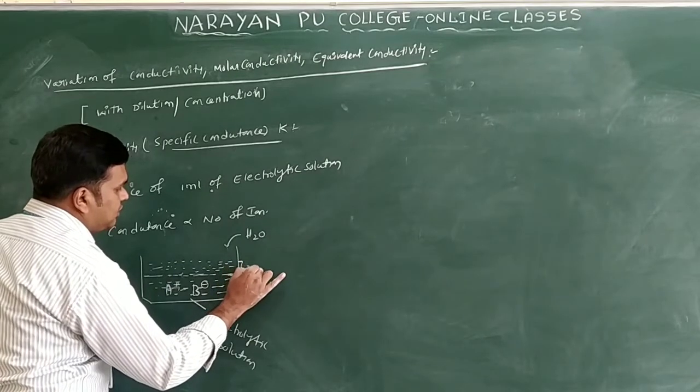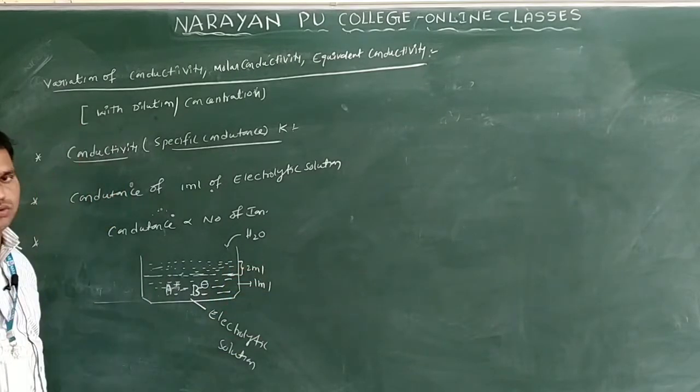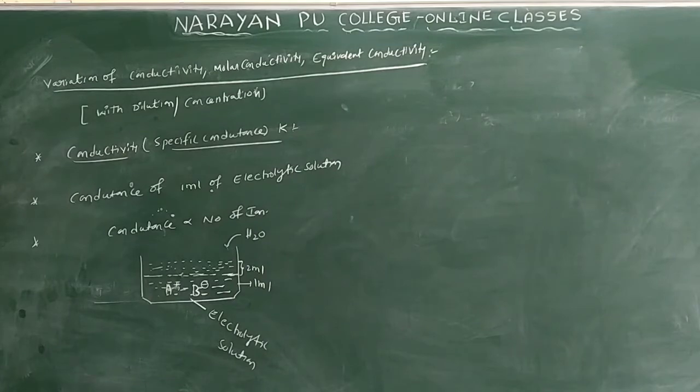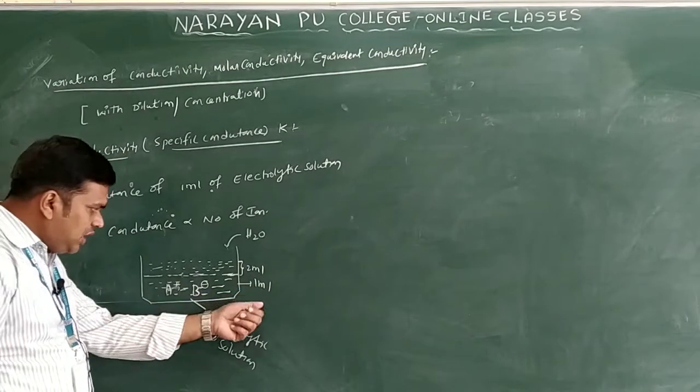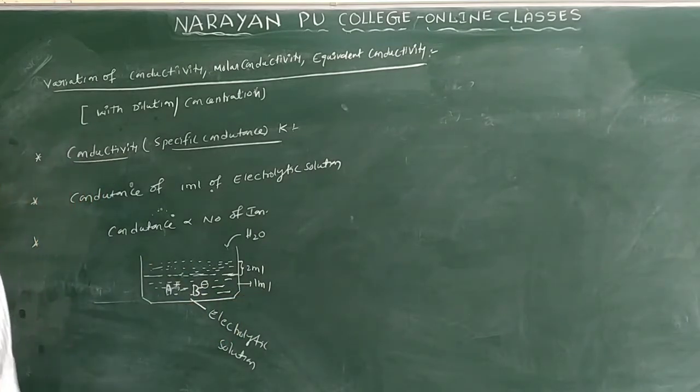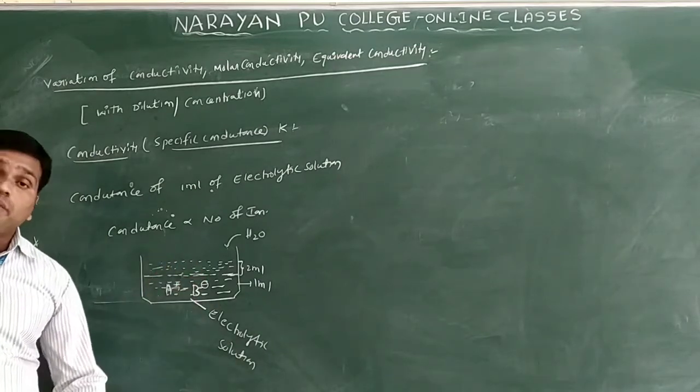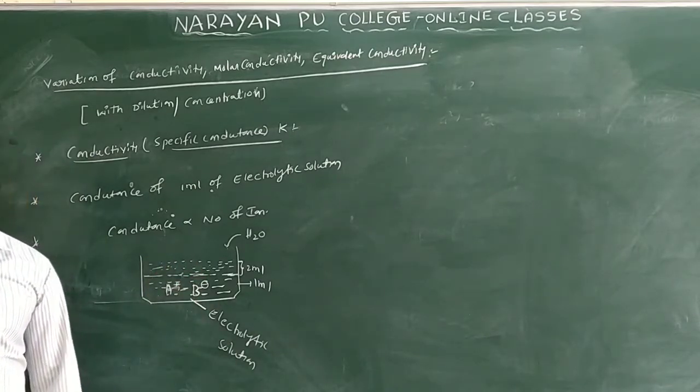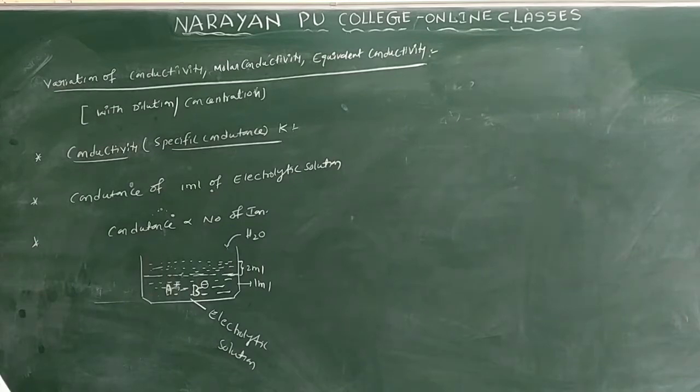From here to here I will write 2 ml of the solution only. Here in 1 ml, how many ions are there? There are 2 ions. In 2 ml, how many ions are there? In the 2 ml also, we have 2 ions only.